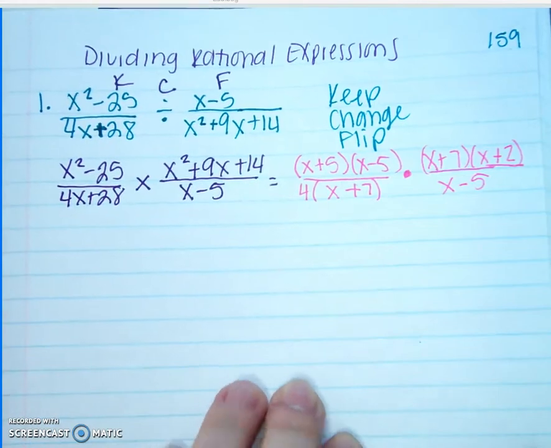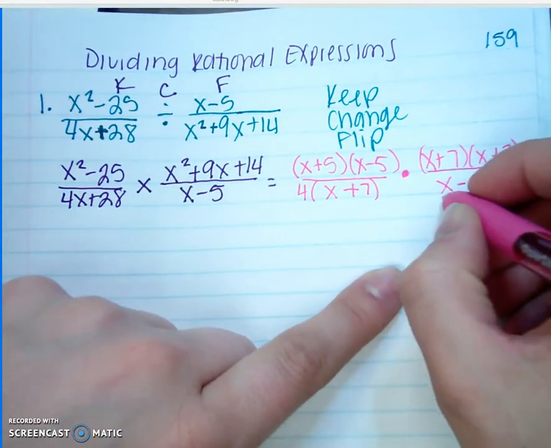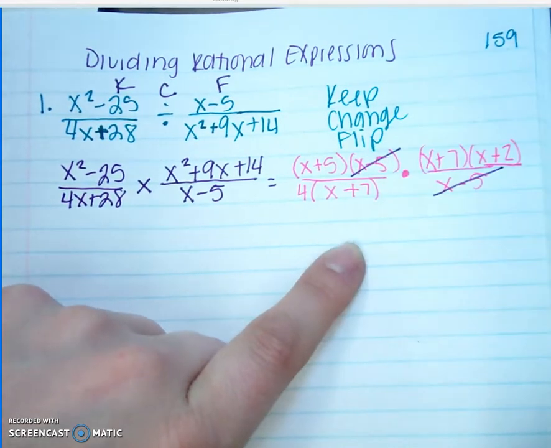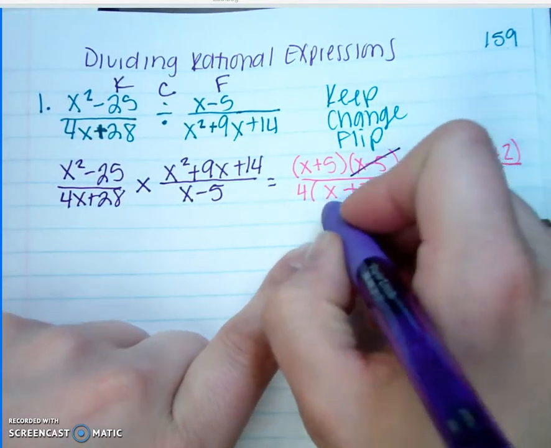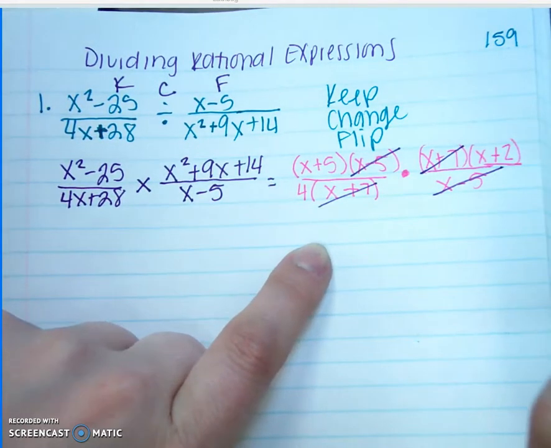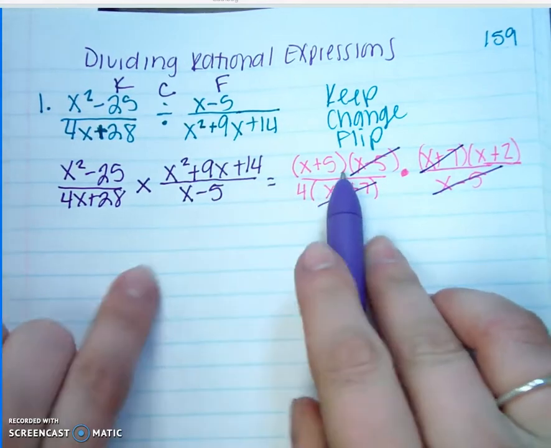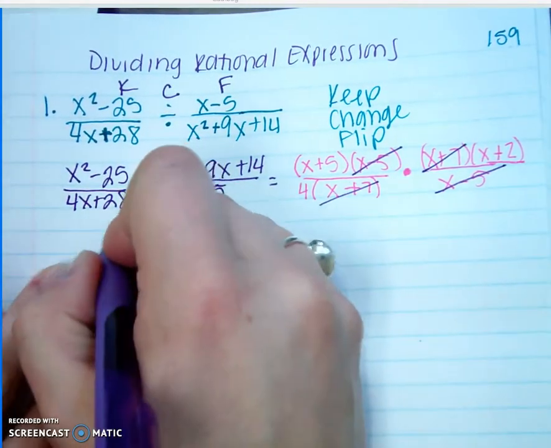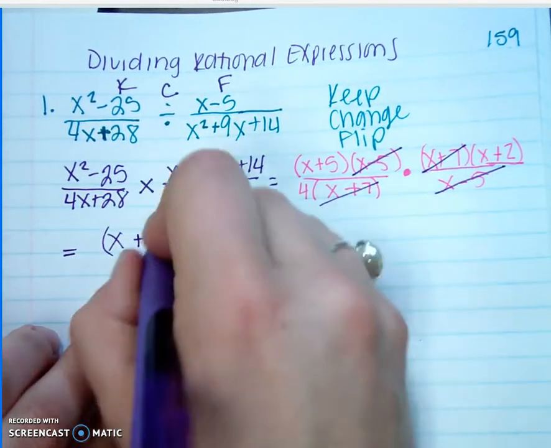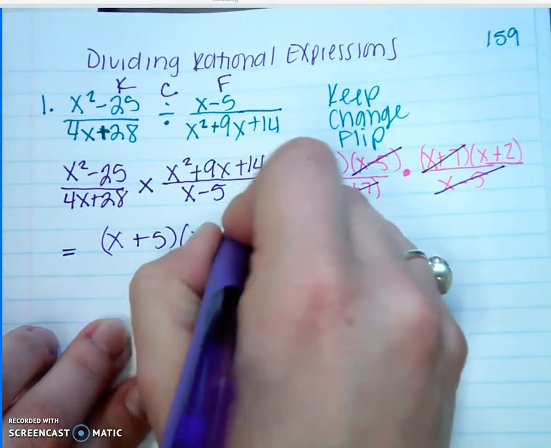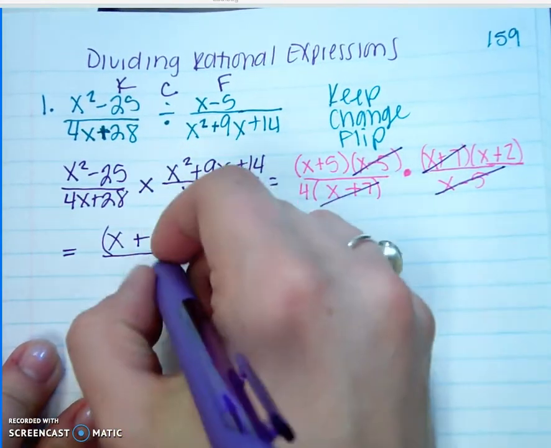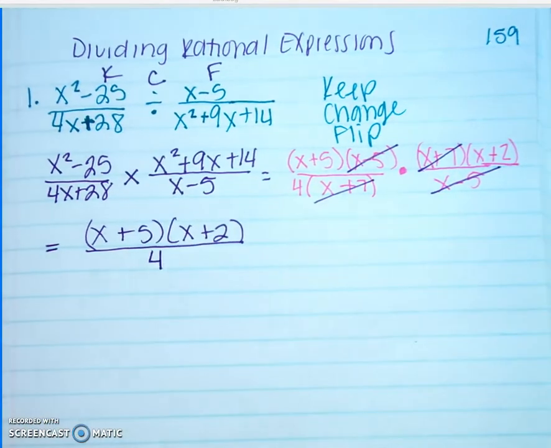And then I'm going to cancel out what I can. I have an x minus 5 and an x minus 5. I have an x plus 7 and an x plus 7. So now I have to see what I'm left with. x plus 5 is being multiplied still by this x plus 2. And it's all over 4, the only thing left on the bottom. And that's my answer.